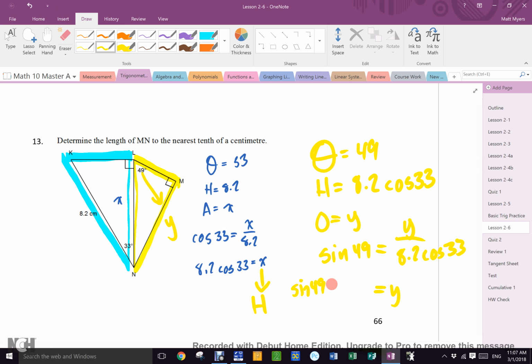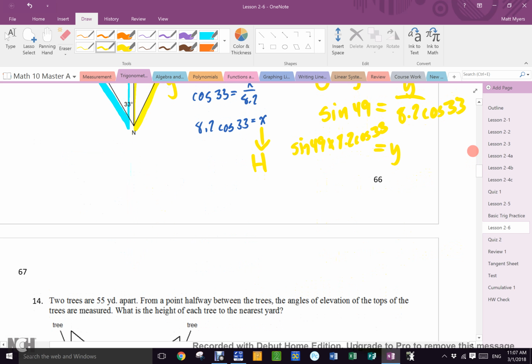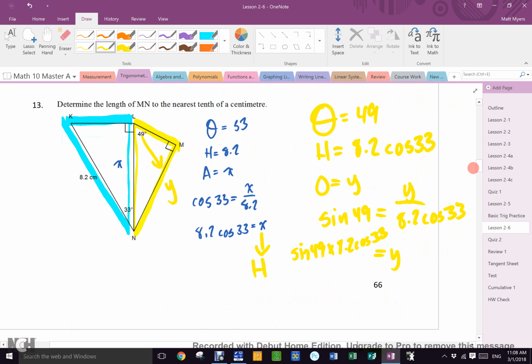So bracket. You don't even need brackets with times because they're all the same operation, right? Sine times 8.2 cos 33. And then I can do it all in one go and then round at the end. Remember, that is only necessary if you want the maximum amount of marks available to you.